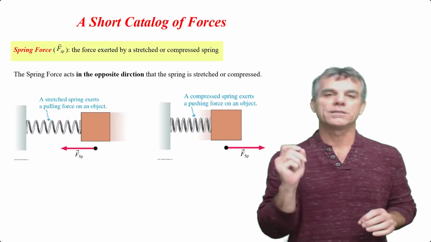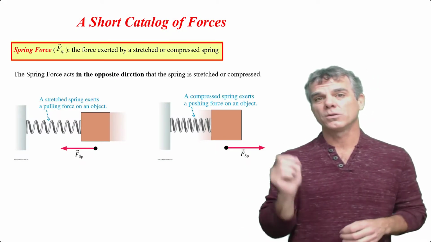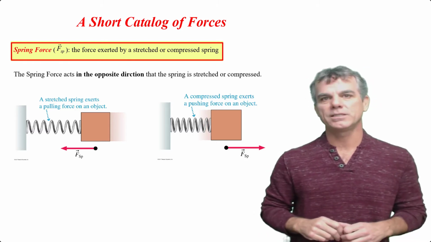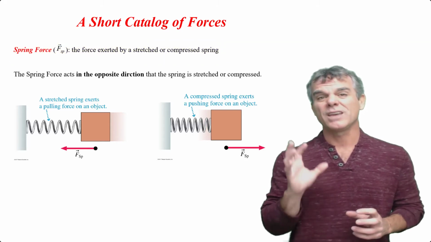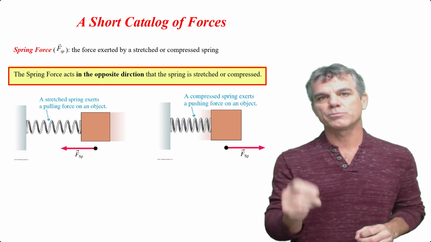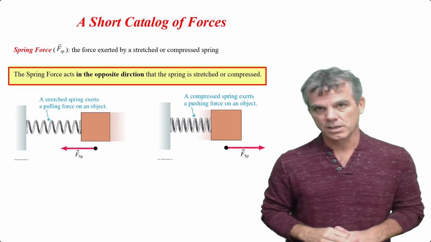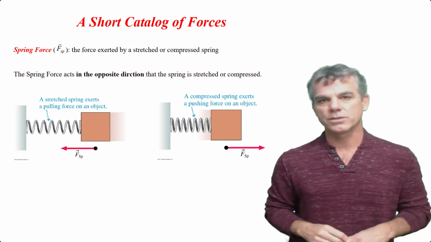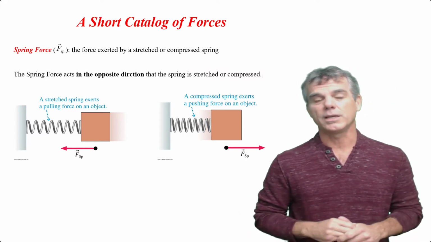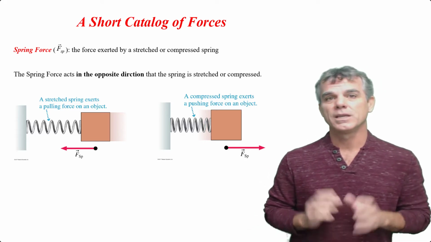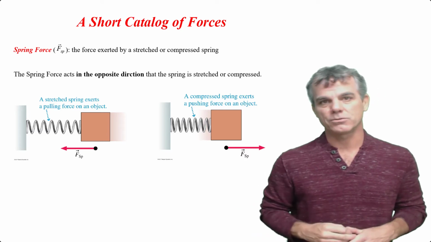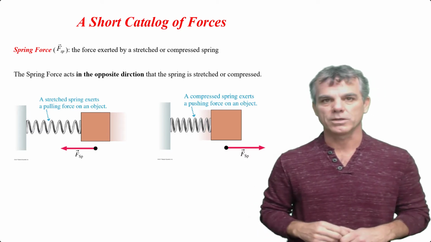The spring force is the force exerted by a stretched or compressed spring. We're going to use the notation F with an SP subscript to represent the spring force, and the direction of the spring force is always in the opposite direction the spring is stretched or compressed. So for example, if a spring is stretched to the right, it exerts a pulling force to the left. Or on the other hand, if a spring is compressed to the left, it exerts a pushing force to the right. The force is always in the opposite direction the spring is stretched or compressed.